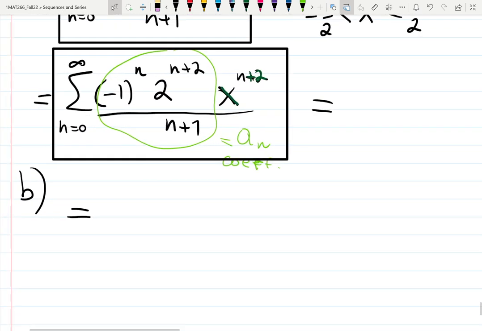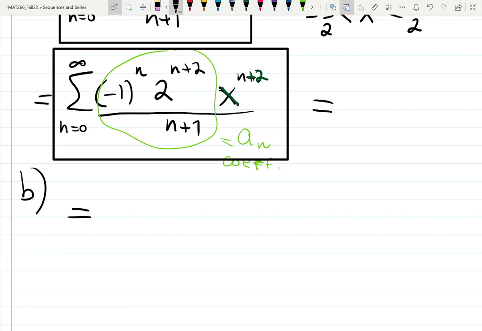Equal sign goes to the B part. When I plug n equals 0, it gives me minus 1 to the 0, which is 1. 2 to the 0 plus 2, that is 2 squared. Let me tell you what I'm doing. I'm plugging n equals 0. x to the 0 plus 2, it's x squared over 0 plus 1, that is 1. That is my first term.